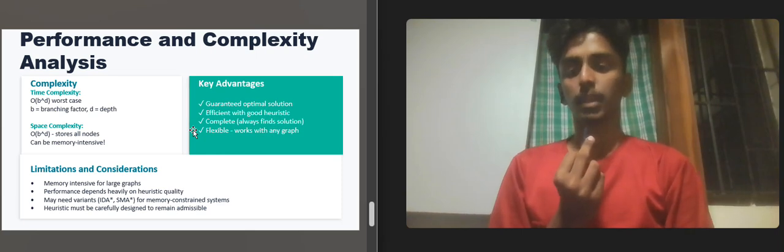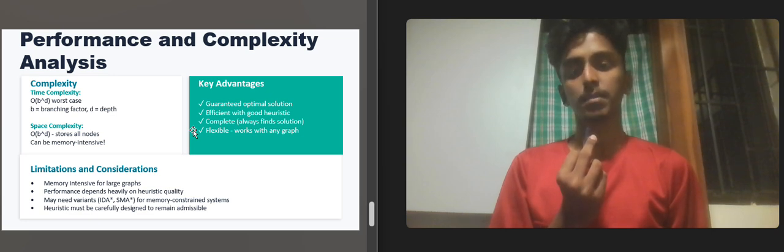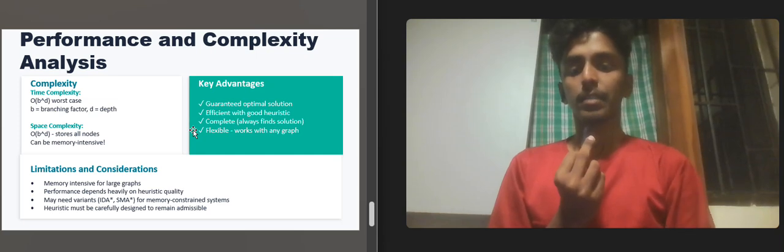The time and space complexity of A star is O(b^d), where b is branching factor and d is depth. Advantages include optimal solution, efficient with good heuristic, and complete algorithm. However, it can be memory intensive and depends heavily on the quality of heuristic.